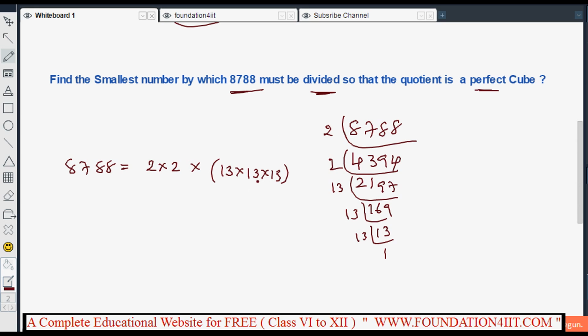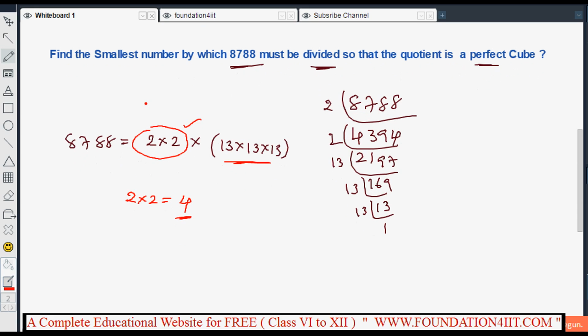So 13 into 13 into 13 is already one set. Now this is extra, which is extra, that if we divide then it becomes a perfect cube. So clearly to make it a perfect cube it must be divided by 2 into 2, that is equal to 4. If you divide with this 4 then the remaining quotient is nothing but 13 into 13 into 13, that is obviously 2197. Fine. So this is the way we can find out what number should be multiplied or divided.